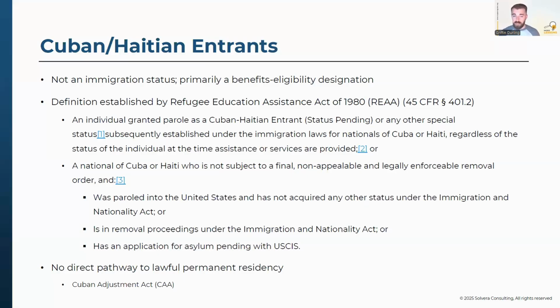The key takeaway from this is that Cuban Haitian entrant status, while it may make certain individuals eligible for benefits and services under refugee programs, is not a permanent immigration status. And there is no direct pathway to permanent status through Cuban Haitian entrant status, although some Cuban nationals may later qualify for adjustment of status, which is lawful permanent residency, through the Cuban Adjustment Act, if they meet all applicable requirements.